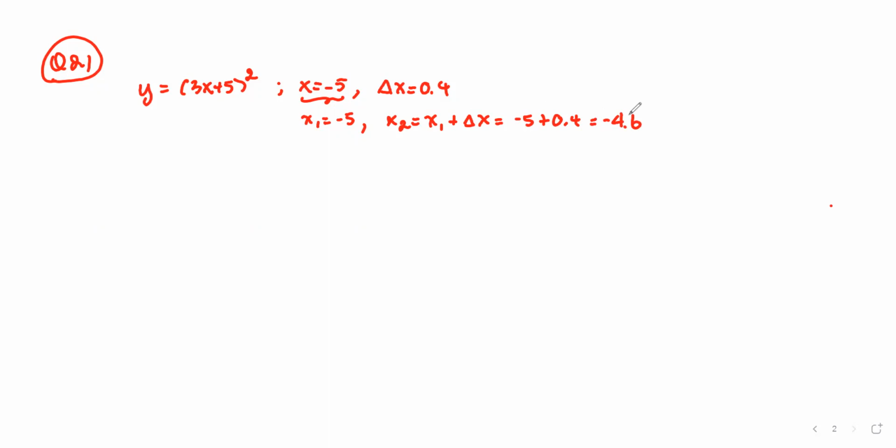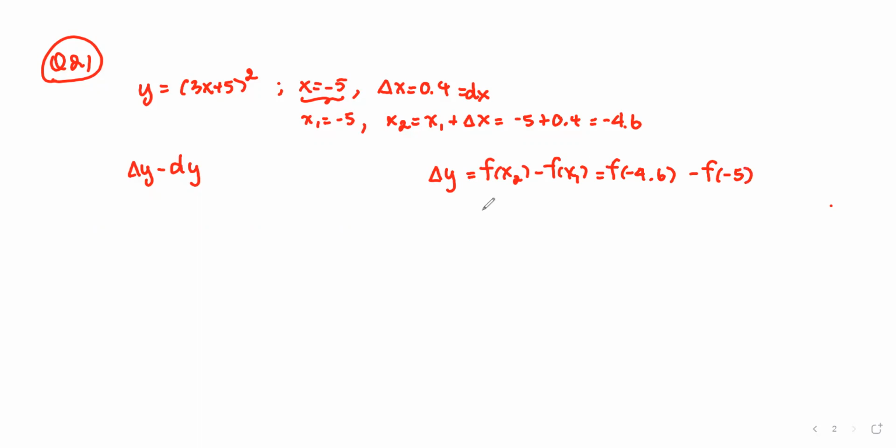And we are going to find the delta y minus dy as before. So on the side notes, since the delta x is the same as dx, what you have to do, first step, we're going to find the delta y, which is the function at x2 minus the function at x1. The function at x2 is the function at negative 4.6, subtracted by the function at x1, which is negative 5. So we replace negative 4.6 into the problem, which is 3 times negative 4.6 plus 5, and then the whole quantity squared. Did you follow this function form? Okay. And then 3 times negative 5 plus 5 to the second power.